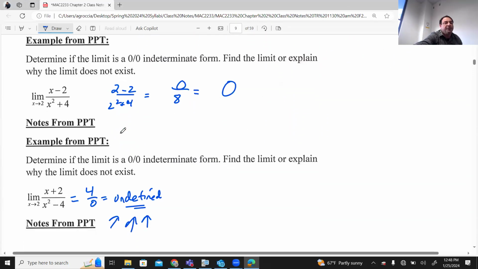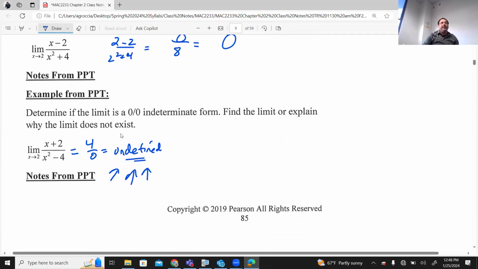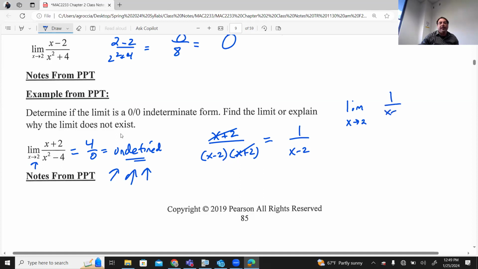And then for this one, let's see if we simplified correctly. This would be x plus 2. The bottom would be x minus 2, x plus 2. So x plus 2 over x plus 2 leaves you with 1. We get 1 over x minus 2. Now, I want to graph this, and I want to look at what's going on at 2, because the question is the limit as x approaches 2 of 1 over x minus 2. That's the question.